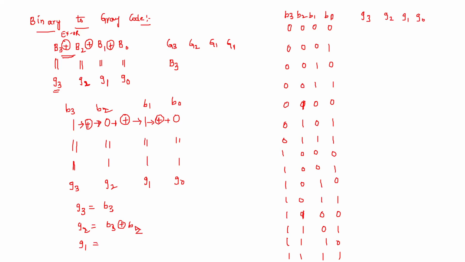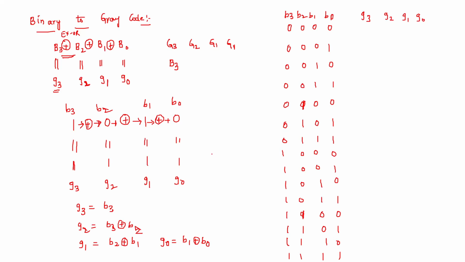G1 equals B2 XOR with B1, and G0 equals B1 XOR with B0. So in this way, we will get the gray code number.